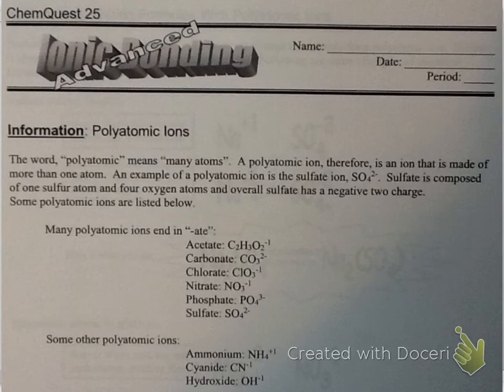Many polyatomic ions end in -ate. Acetate, carbonate, chlorate, nitrate, phosphate, sulfate. Some other polyatomic ions: ammonium, cyanide, hydroxide.